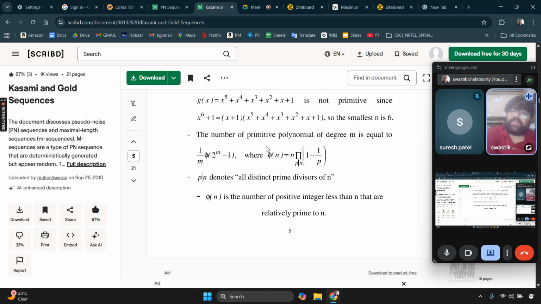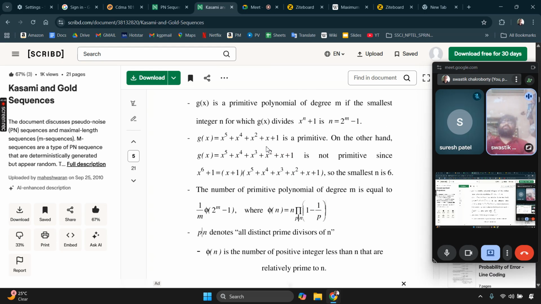So we can divide by x to the power 6 plus 1. So the smallest n is 6, and 6 is lesser than 2 to the power m minus 1, which is 31.